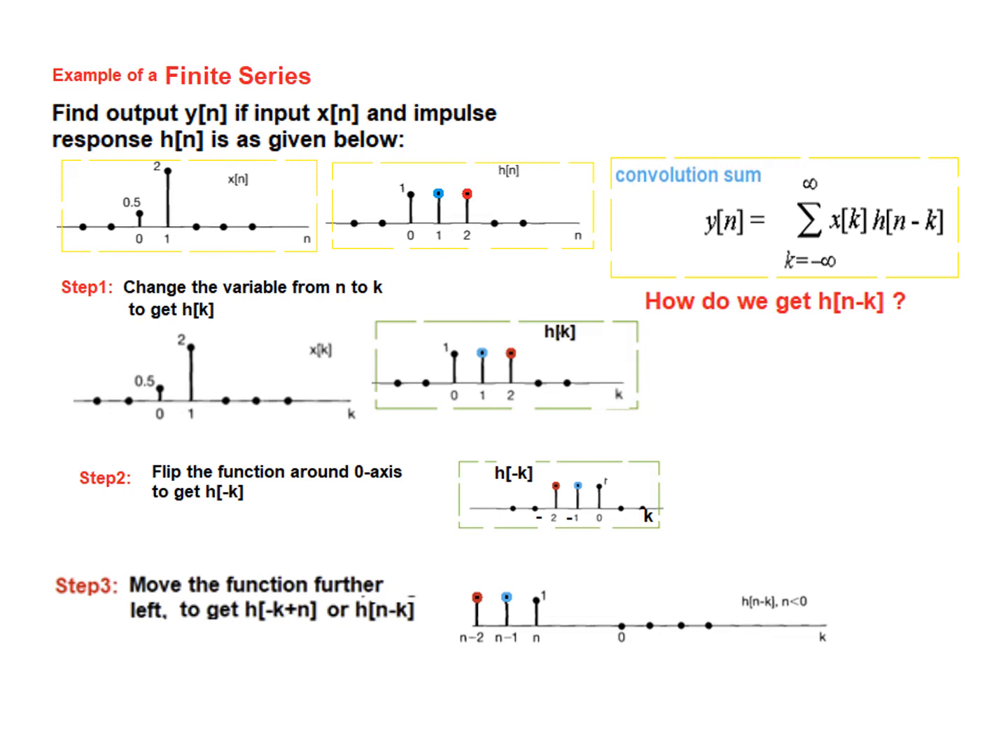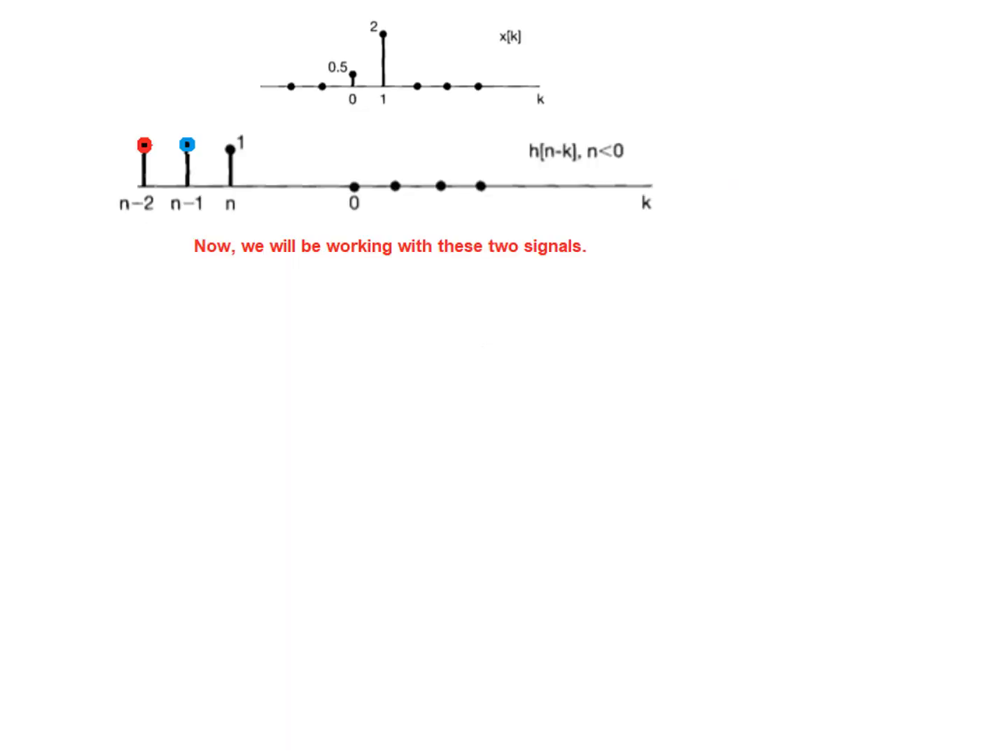Now in this case n is negative, so that is why it will be n minus k. Actually it is minus n minus k, and that will make n equal to minus 1 or minus 2 or minus 3 or minus 10. Okay, so we were here, and now we will be working with these two signals.